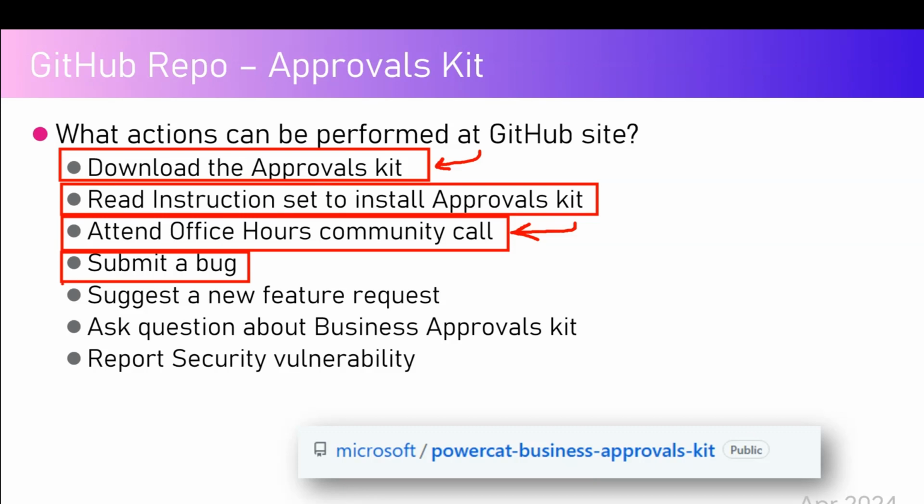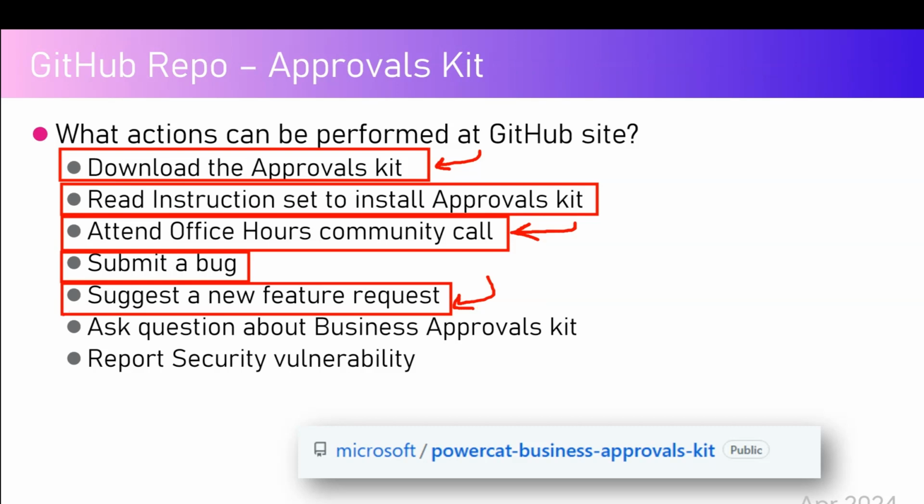The next option is that you can also suggest a new feature request. If you do not attend the community call, there is an option to submit a new feature request within the application, and you can track what is happening with that request. The PowerCAT team has a usual cadence of releasing the solution, and they will try to prioritize the feature requests based on the demand and the value they bring to the application, and those feature requests will be queued for future releases.